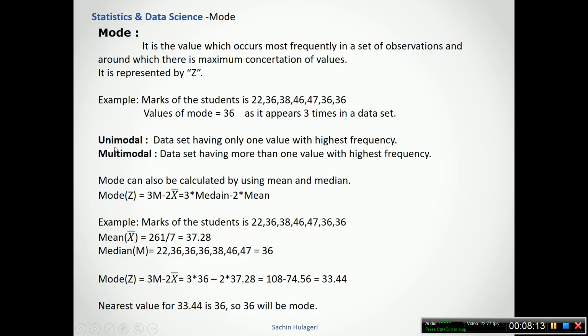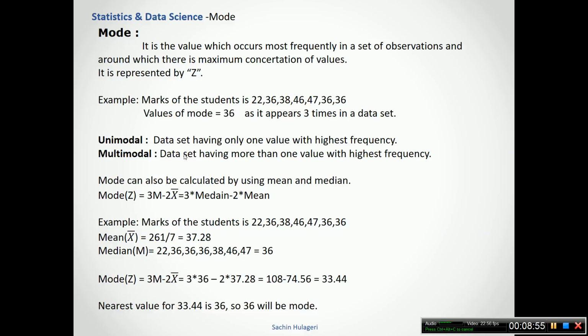There are two kinds of modes. One is unimodal and another is multimodal. Unimodal is a data set having only one value with the highest frequency, like 36 in the above example. And multimodal is a data set having more than one value with the highest frequency. Suppose 46 and 47 were also 38, so 38, 38, 38, then this will become bimodal, where two values have the same frequency, which is the highest in the data set.